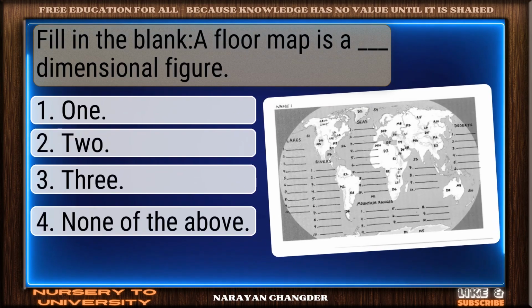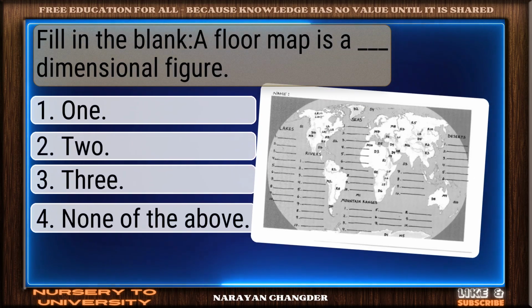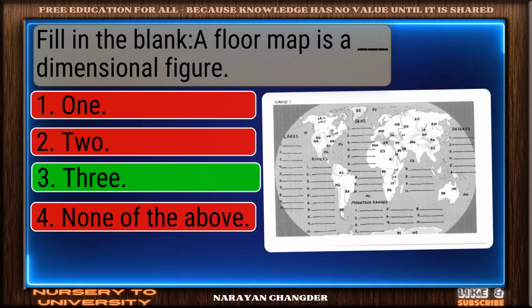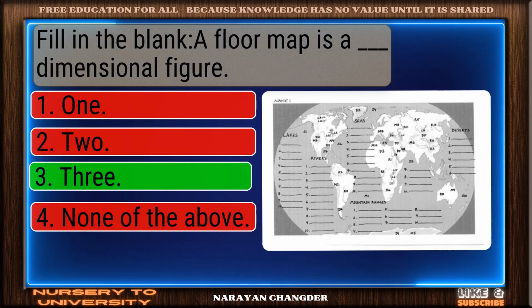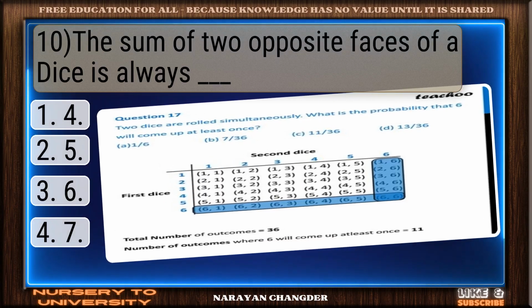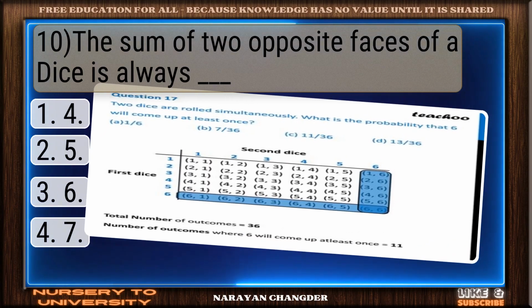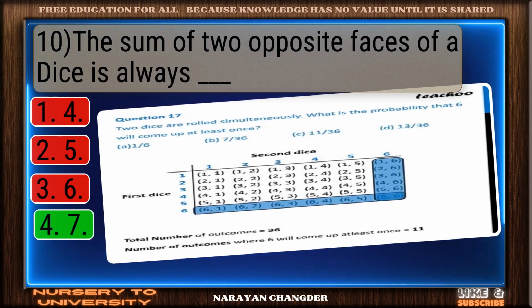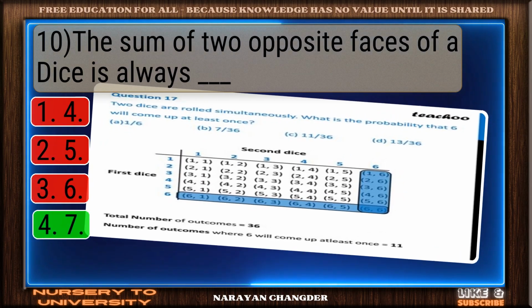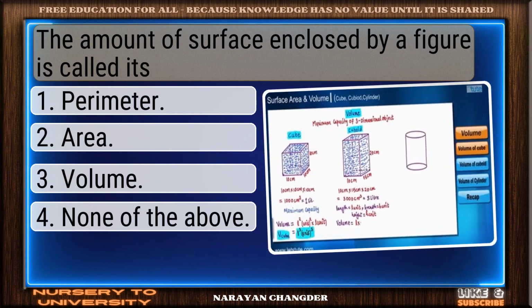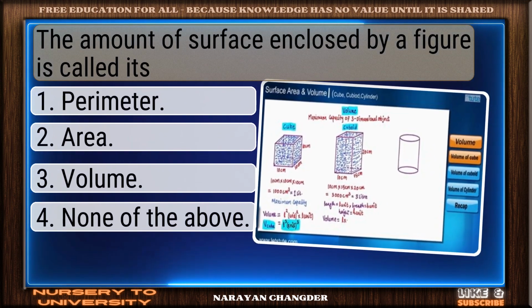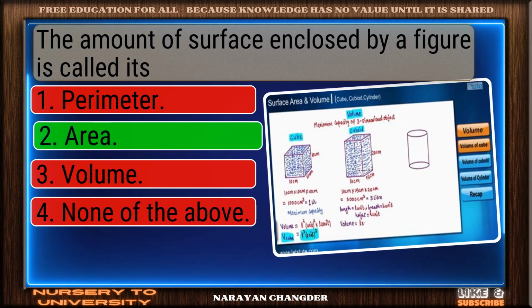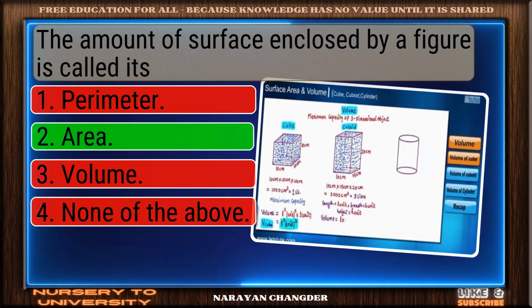Fill in the blank. A floor map is a dash dimensional figure. You got it. Your choice 3 is right. 3. The sum of two opposite faces of a dice is always dash. You're right. 7 is the correct answer. The amount of surface enclosed by a figure is called its. You chose area. And it is correct.